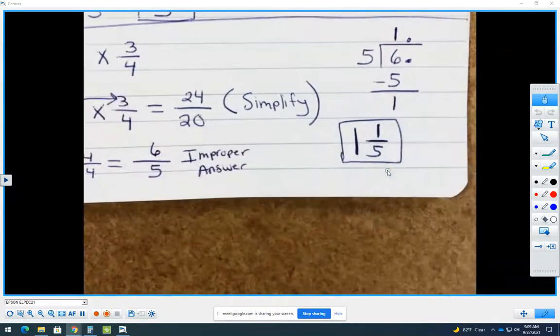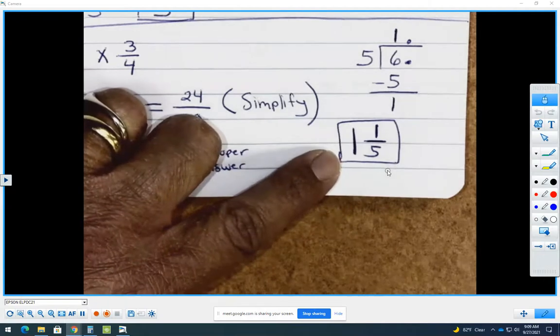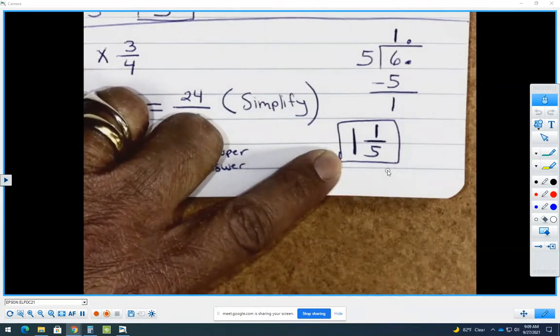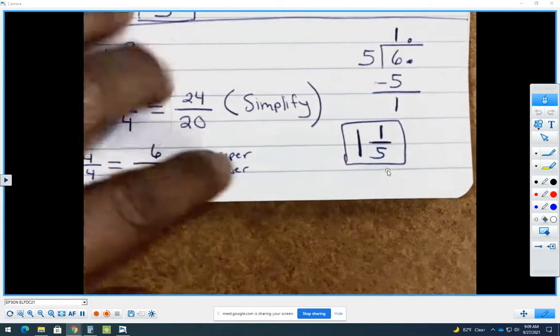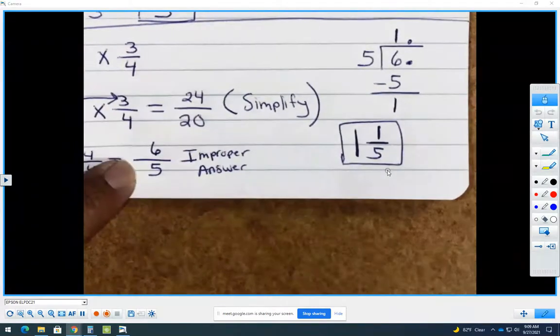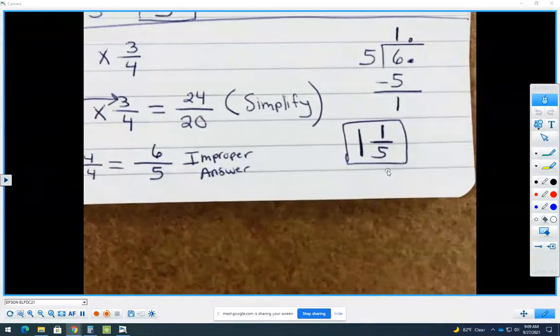That's all. Now somebody in the other class told me, sir, but I thought you said that we don't want a mixed number. We don't want a mixed number when we're multiplying or dividing, but as an answer, I need to change the improper answer to a mixed number. Okay? Questions? No, sorry.